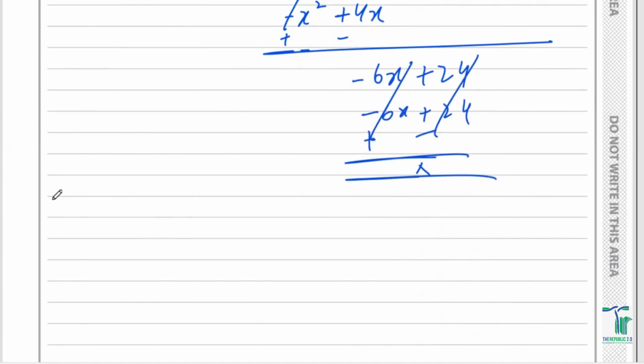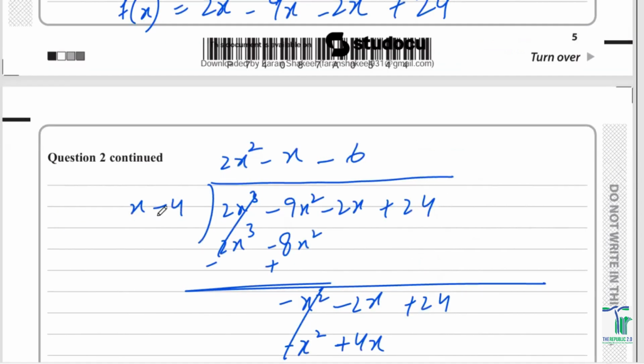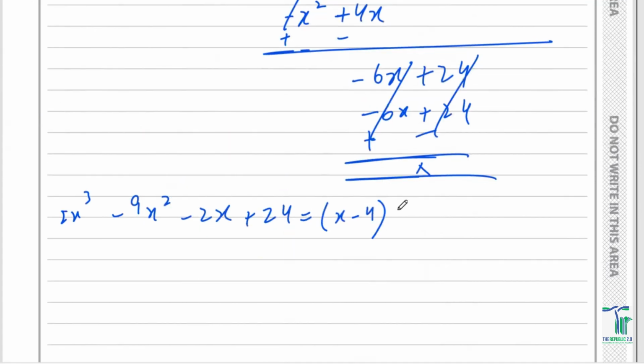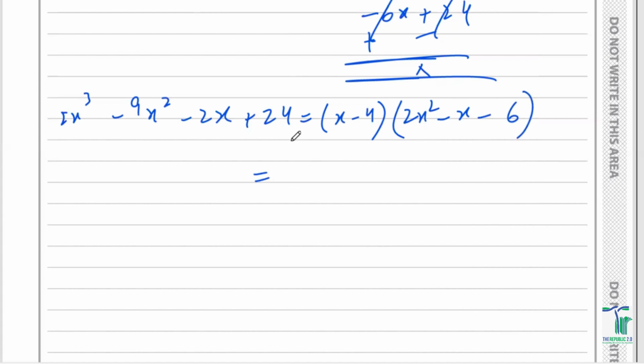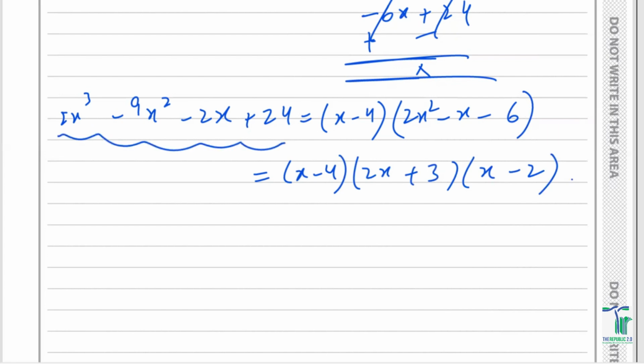So now we can write 2x cube minus 9x square minus 2x plus 24 to be equal to x minus 4, and then over there, we've got 2x square minus x minus 6. Now we can also factorize this expression, and I would be having x minus 4, right? x minus 4. And then 2x square minus x minus 6 can also be written as 2x, x, and over here plus 3, and then minus 2. So that is how we can write our expression, which was given in the question.